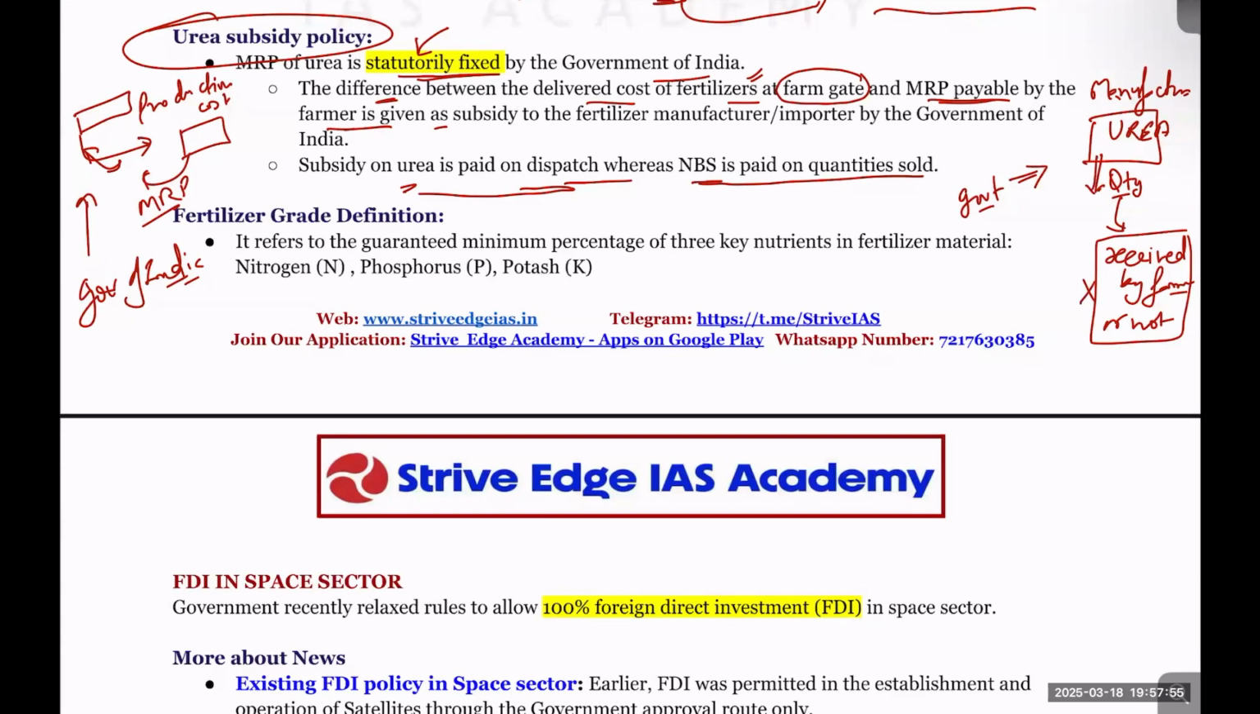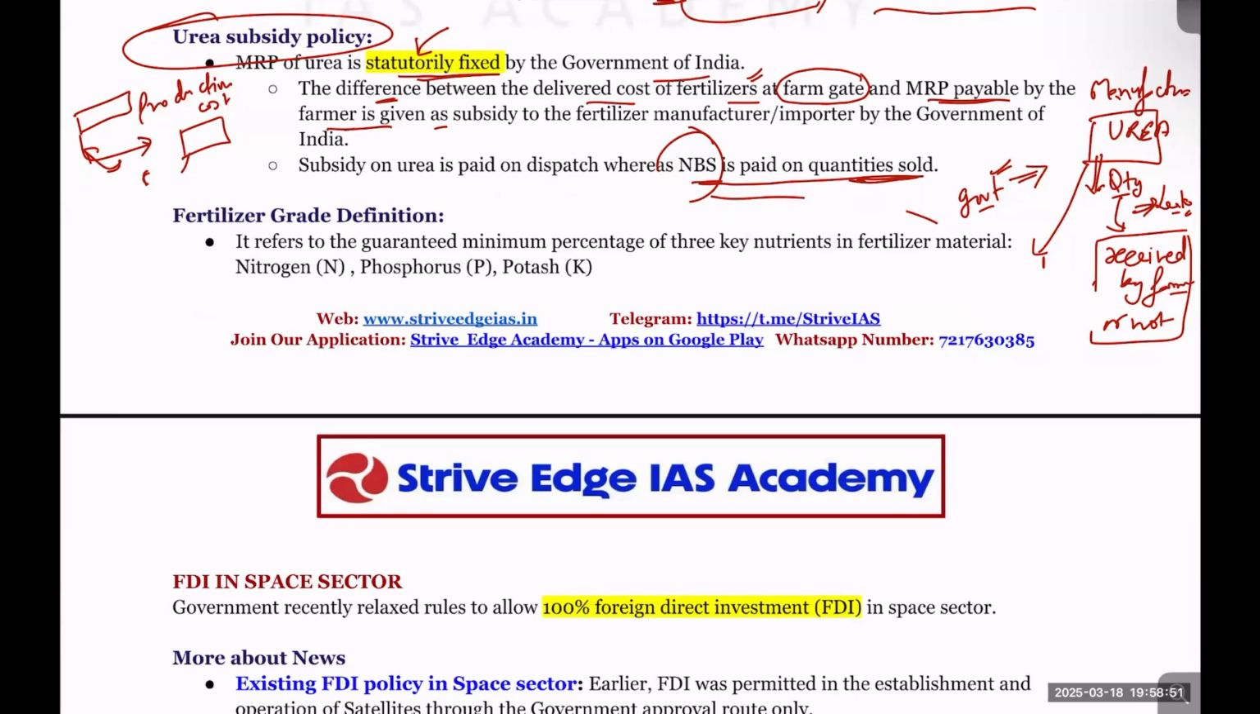The manufacturers of urea get subsidy allocated according to the quantities that they manufacture. While the nutrient-based subsidy, you should remember, is paid on the quantities sold, whatever quantity is actually sold to the farmer. There are many leakages of the product, leakages of these nutrient-based bags, urea bags, etc. In order to reduce these leakages, the nutrient-based subsidy is given when the bag or the nutrient is sold to the farmer on the field. So there is a difference between the subsidy on urea and the nutrient-based subsidy.